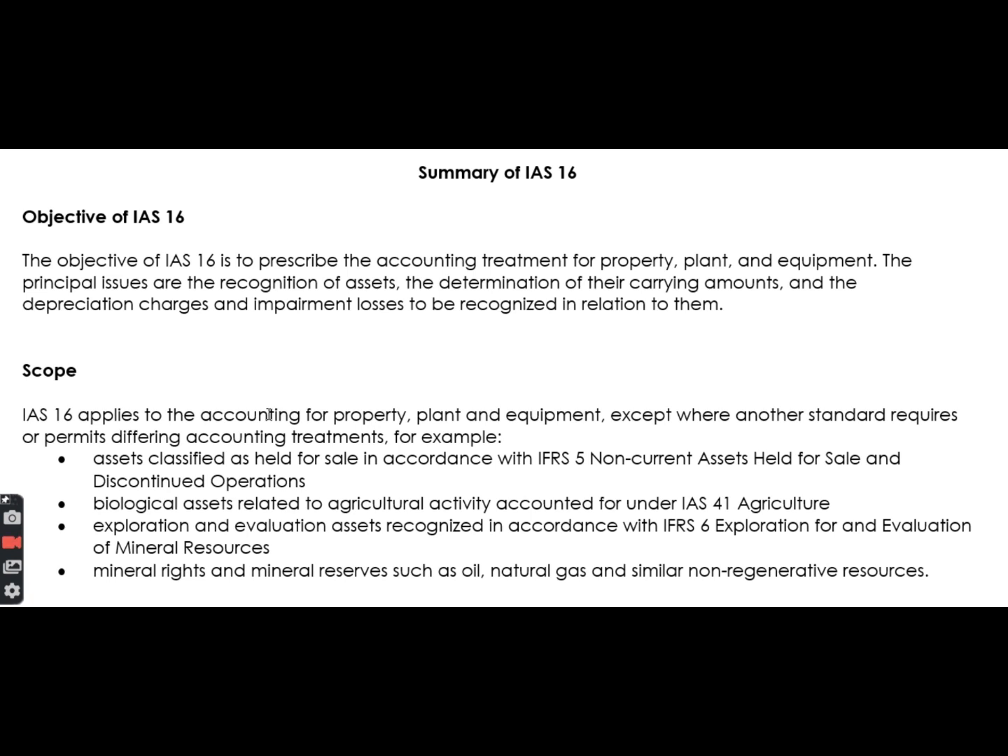The main issues that we need to consider in accounting for your property, plant, and equipment will of course be the recognition of your assets, the determination of their initial and subsequent carrying amounts through their initial and subsequent measurement, and the amounts that will be recognized in profit or loss later on, either in the form of depreciation or in the form of other expenditures, as well as items that will be recognized in relation to the revaluation of your property, plant, and equipment. So that's basically the objective.